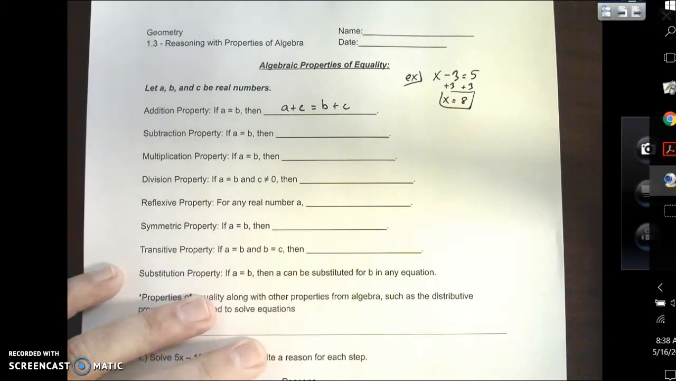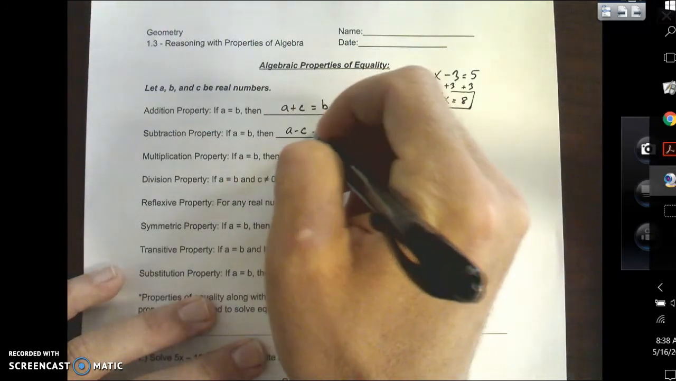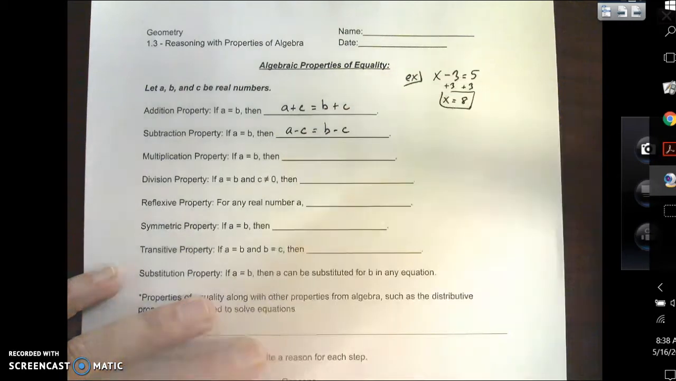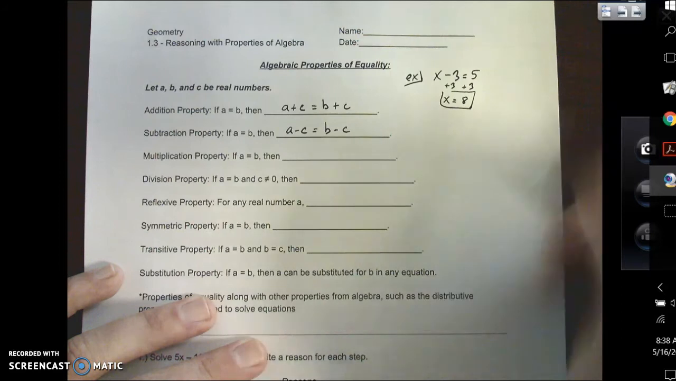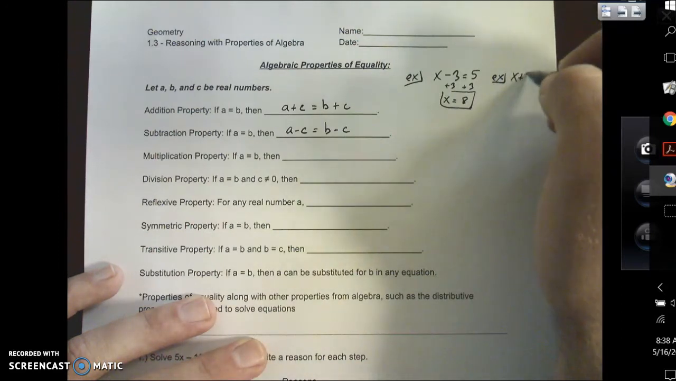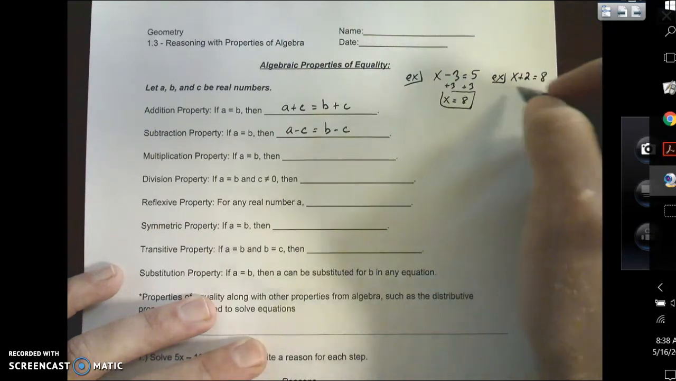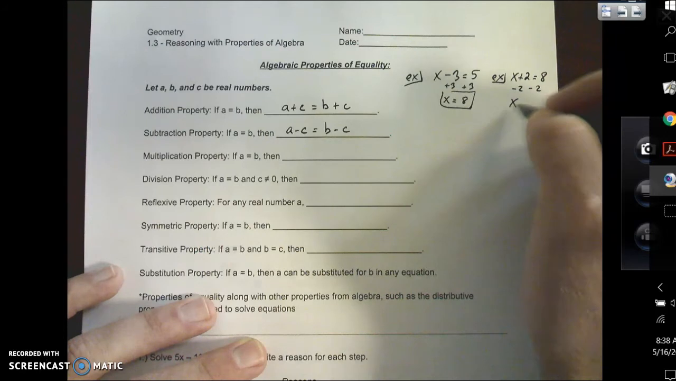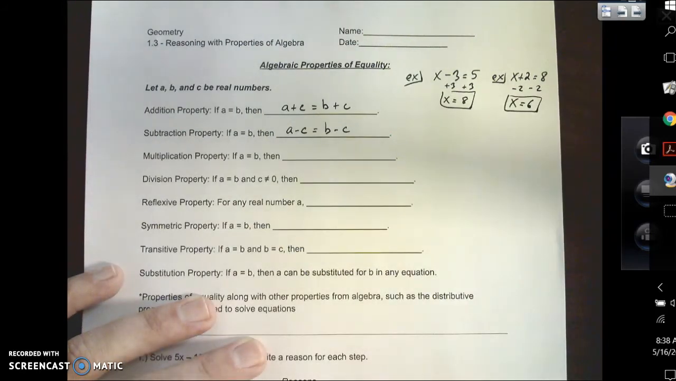So for subtraction equality, as you might have guessed, if A equals B, then you are allowed to subtract a constant from both sides. Okay? How that would look a little differently, okay, is you would have something like x plus 2 equals 8. Okay, what could you do to both sides? Well, I could subtract 2, x equals 6. So again, nothing new for you. It's something that you've already done before.